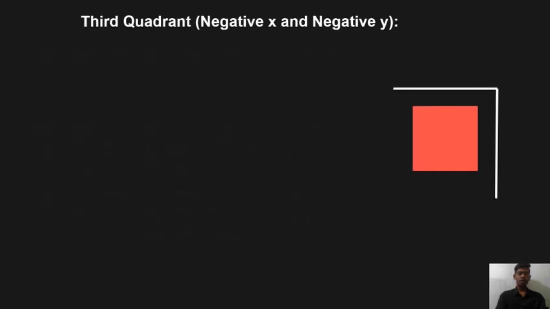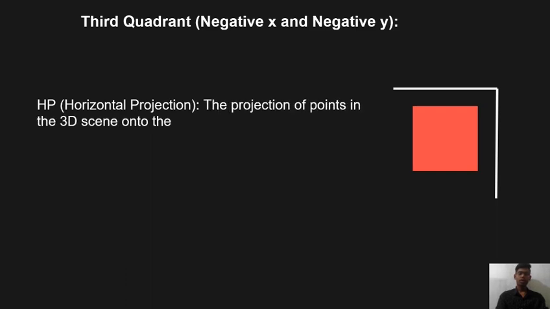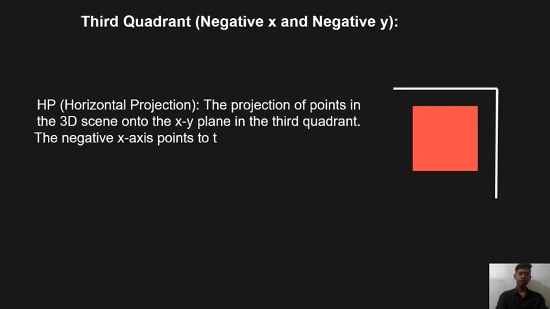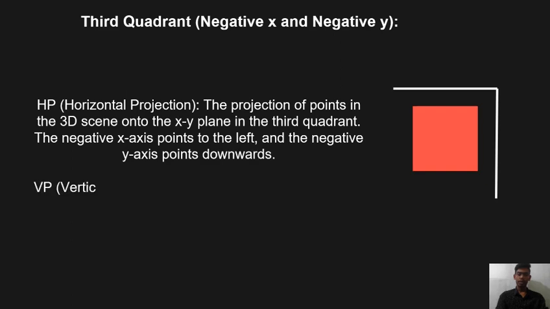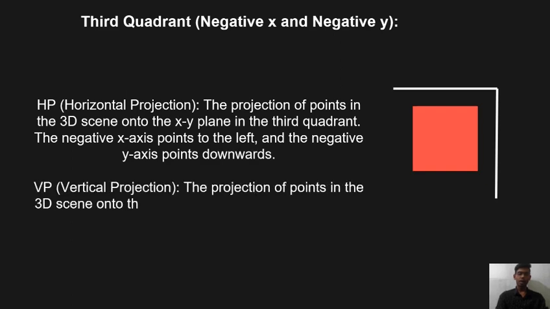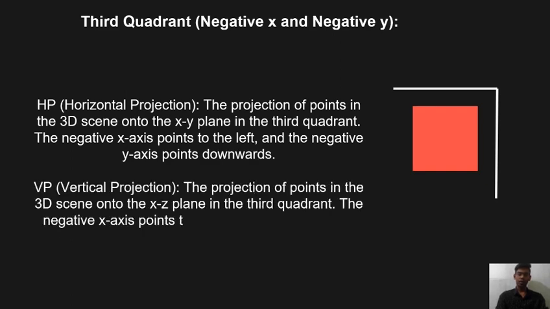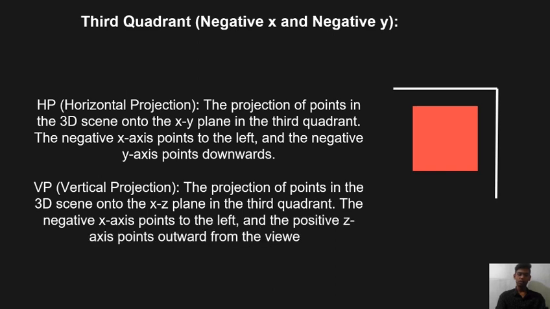Third quadrant, negative x and negative y. Horizontal projection. The projection of points in the 3D scene onto the xy plane in the third quadrant. The negative x-axis points to the left and the negative y-axis points downwards. Vertical projection. The projection of points in the 3D scene onto the xz plane in the third quadrant. The negative x-axis points to the left. The positive z-axis points outward from the viewer.